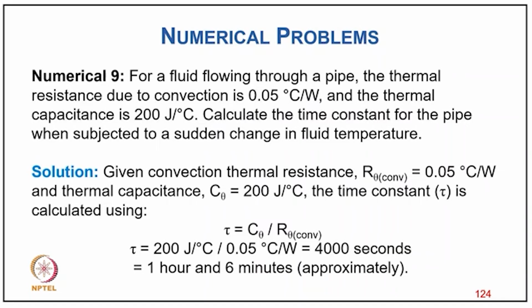Numerical problem 9. For the fluid flowing through a pipe, the thermal resistance due to convection is 0.005 Celsius per watt, and the thermal capacitance is 200 joules per Celsius. Calculate the time constant for the pipe when subjected to a sudden change in the fluid temperature.